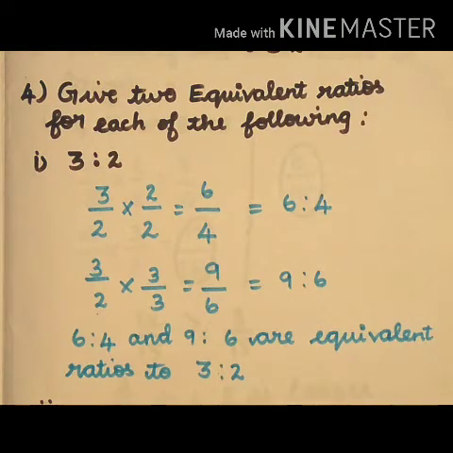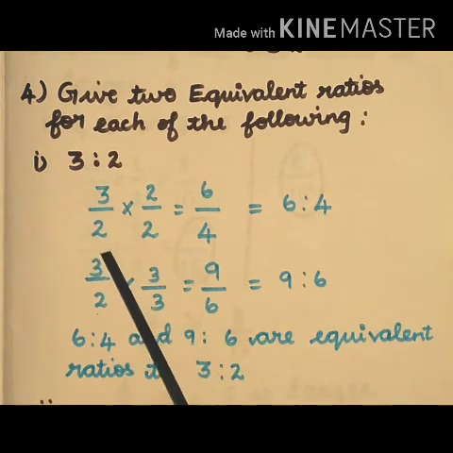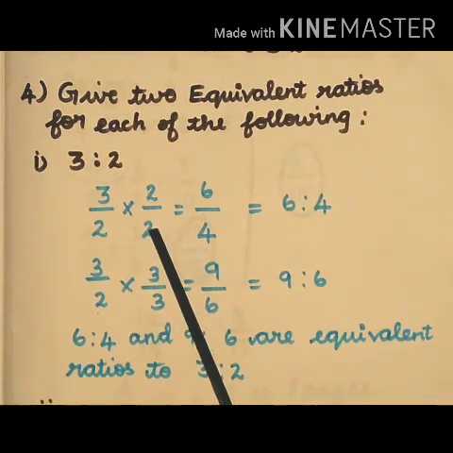Students, next let's see how to find equivalent ratios. What is meant by equivalent ratios? Two ratios that have the same value are called equivalent ratios. Now let's see how to find an equivalent ratio. Multiply or divide both quantities by the same number.